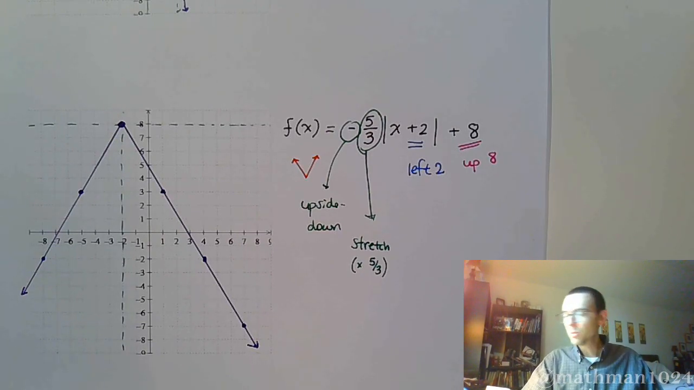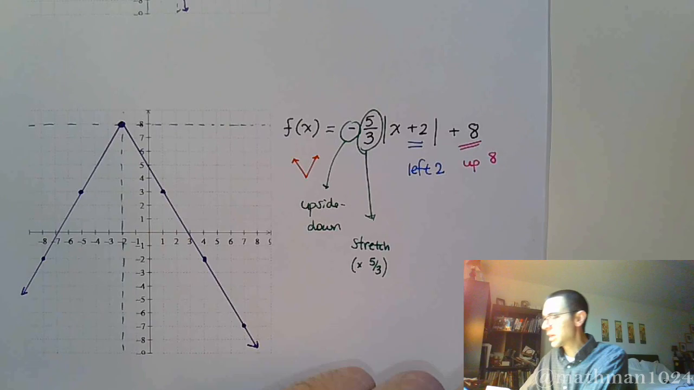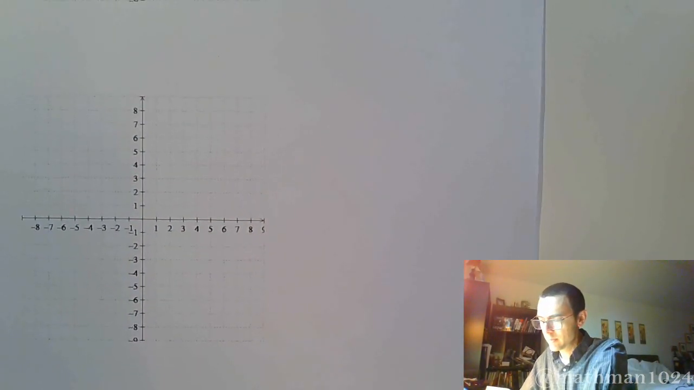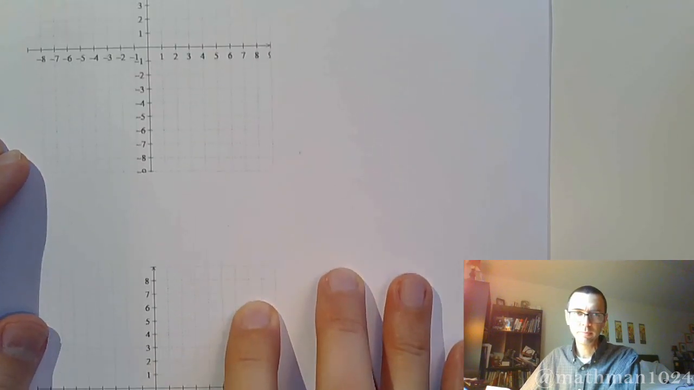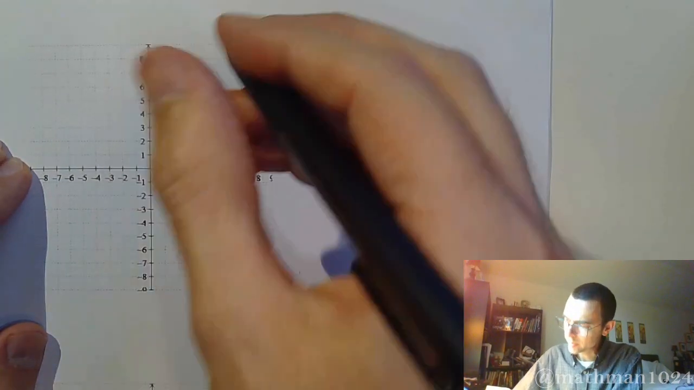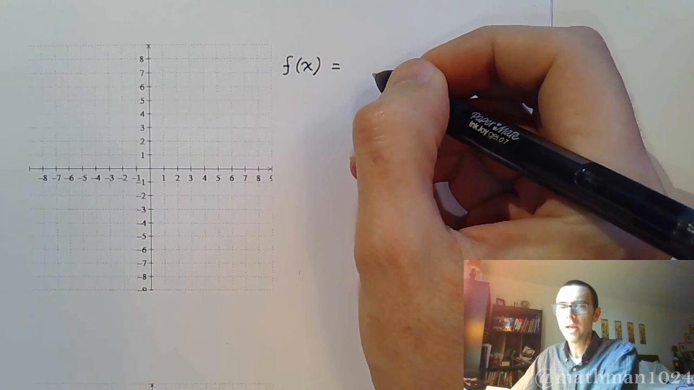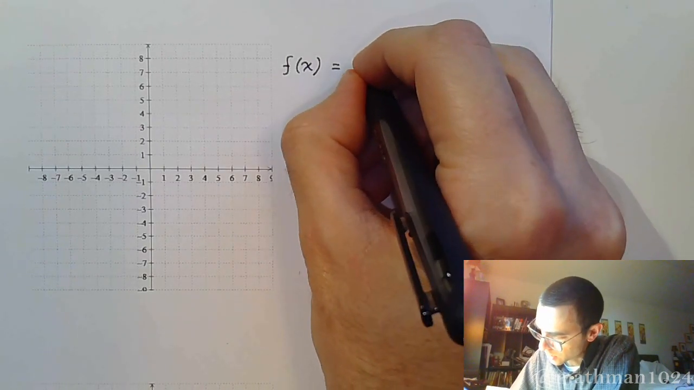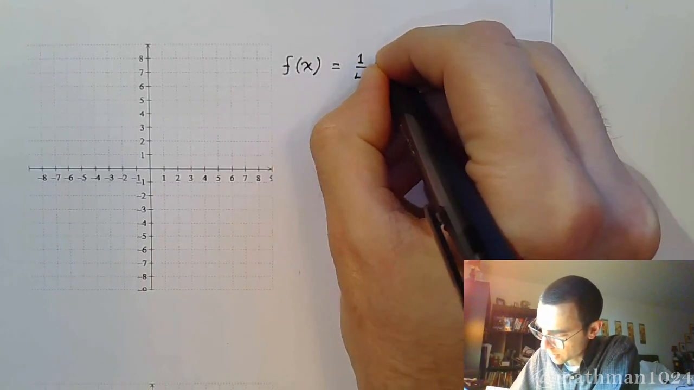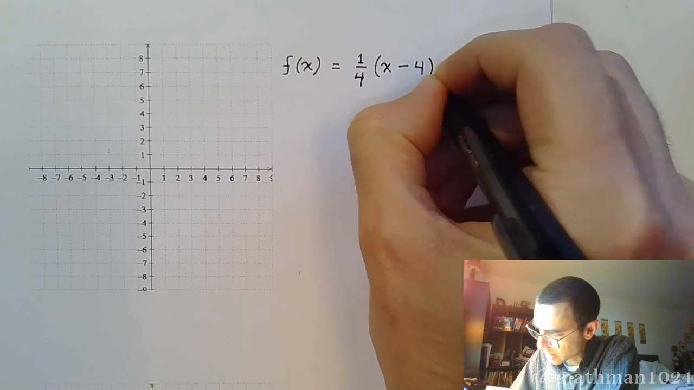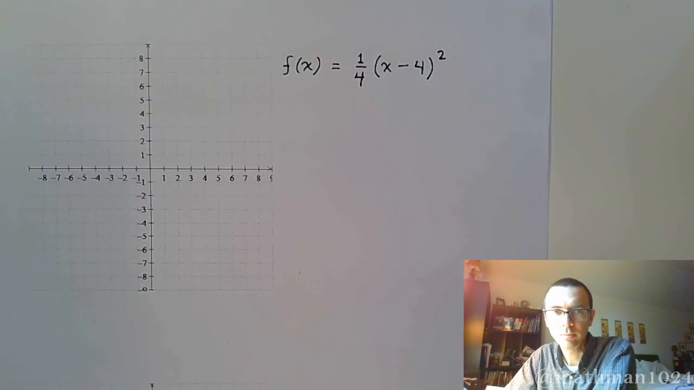All right, let me do a couple more examples to wrap this up. Suppose we say that f of x is equal to 1/4 x minus 4 quantity squared. And let's think about what this is going to look like.